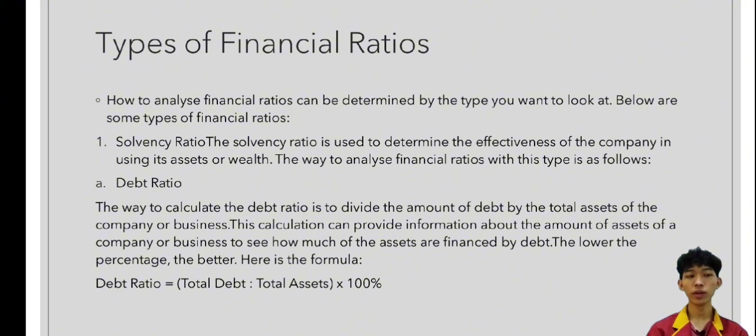Debt ratio. The way to calculate the debt ratio is to divide the amount of debt by the total asset of the company or business. This calculation can provide information about the amount of asset of a company or business to see how much of the asset are financed by debt. The lower the percentage, the better. Here is the formula. Debt ratio equals total debt over total asset times 100%.